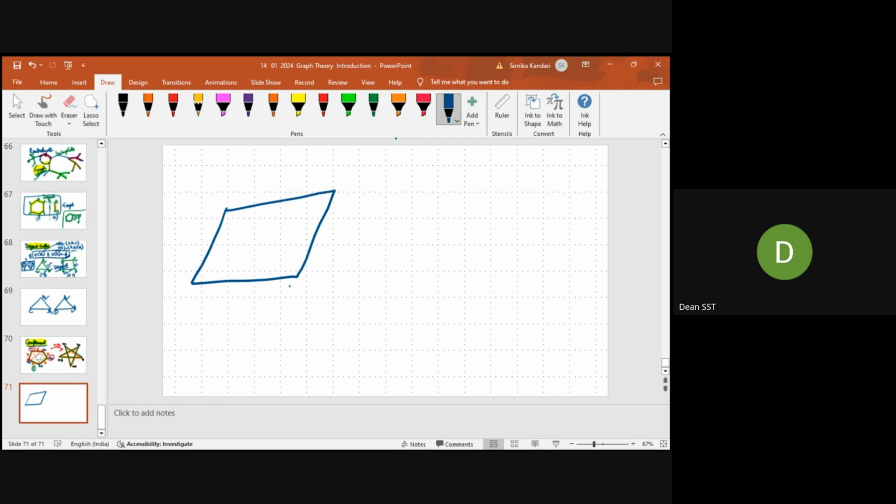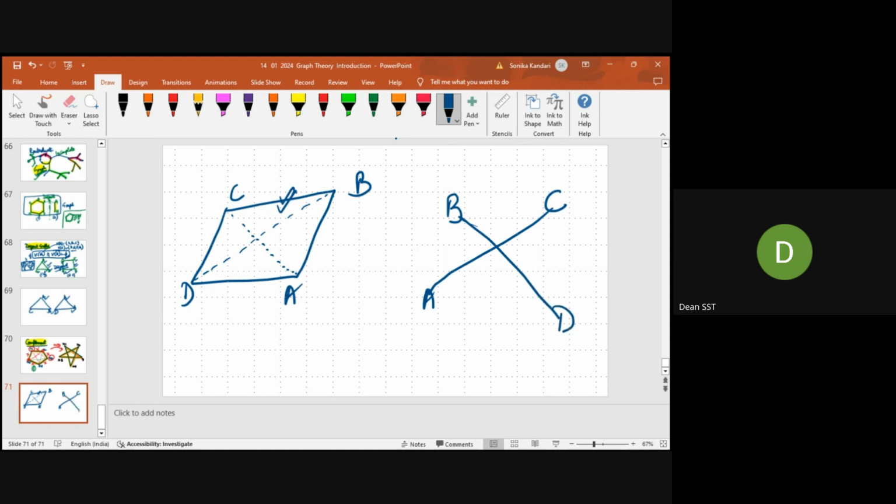It means, suppose this is a graph. Fine, and here B and C are connected, so in its complement B and C should not be connected. Here B and A are connected, so in its complement B and A should not be connected. But C and A are non-adjacent, so here C and A should be adjacent. Is it clear? Here B and D are non-adjacent, so here B and D should be connected. In this way you can create the complement of a graph. Do you know how to make the complement of a graph?